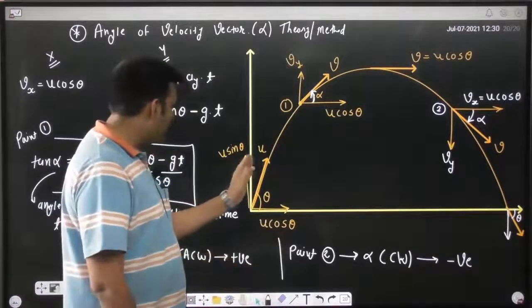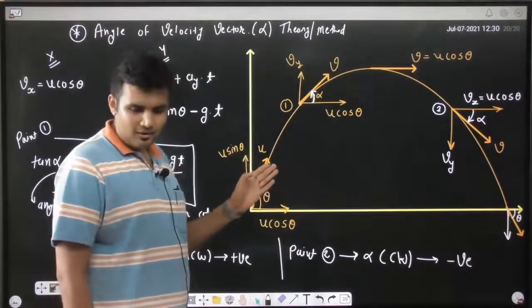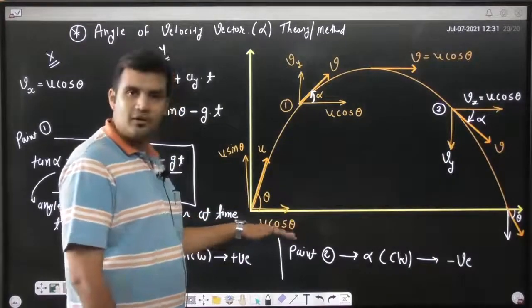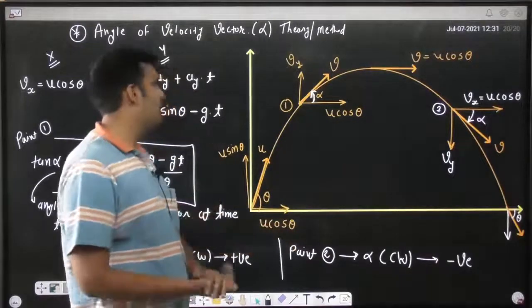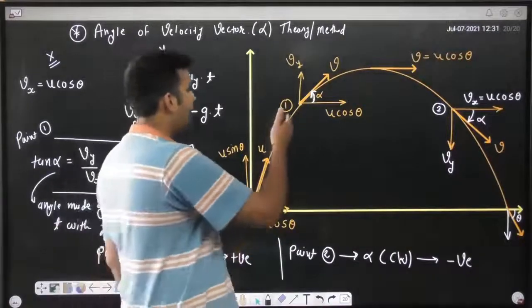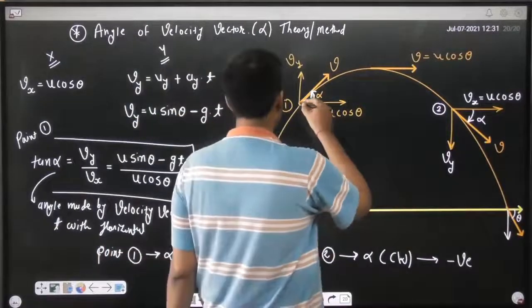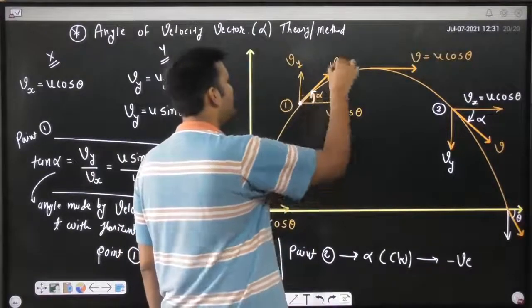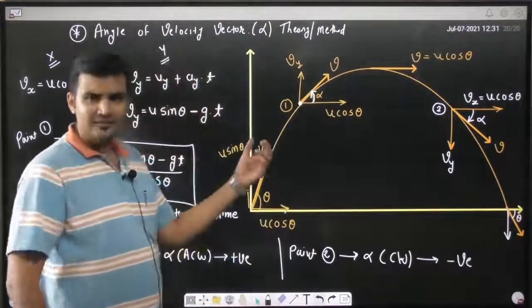So here a ball is ejected with velocity u, some object, with an angle theta with the horizontal. u cos theta is your horizontal velocity, u sin theta is your vertical velocity. Now at this point too, if you try to observe the situation, then obviously the velocity will be in the tangential direction and the angle is alpha with horizontal.